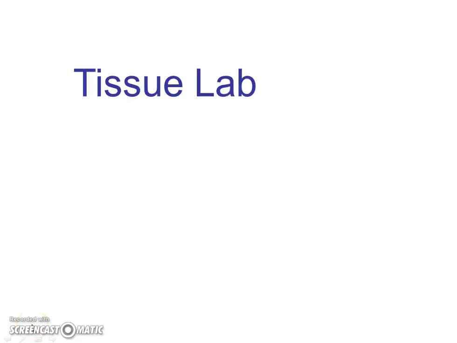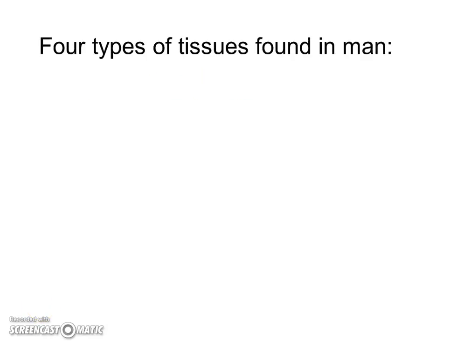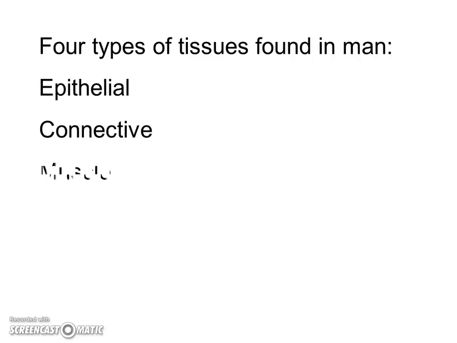Let's begin the tissue lab. You should have your worksheet in front of you. Let's first talk about the four types of tissue. There are four types of tissues found in man, and they are epithelial, connective, muscle, and nervous. We'll be looking at all four of these major types and then different examples of each type in this lab.